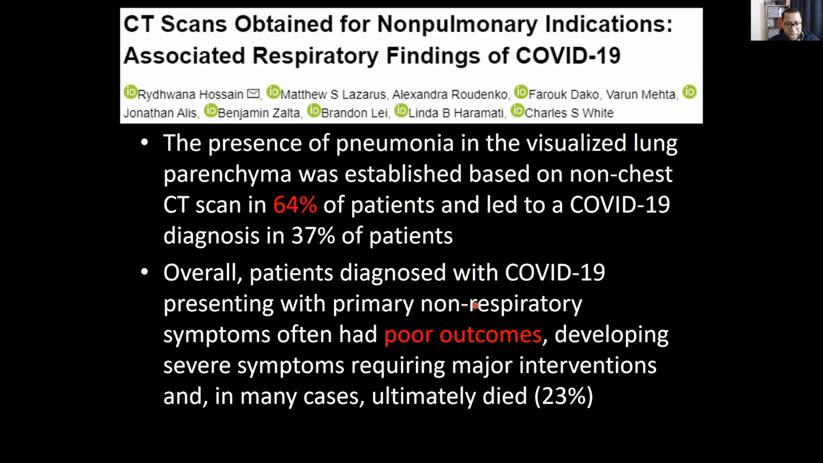And overall, patients diagnosed with COVID-19 who presented with primary non-respiratory symptoms often had poor outcomes, right? So like we said, when this virus gets more systemic, it affects the rest of the body, and you can imagine that these patients usually have more viral sepsis. So in our particular study, they had poor outcomes, they developed severe symptoms requiring major intervention, and up to 20% of people died.